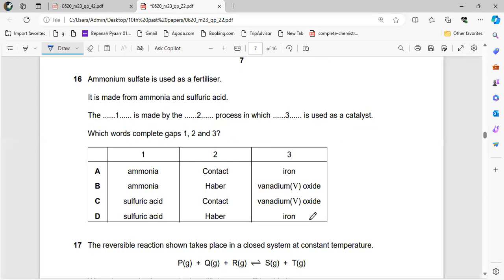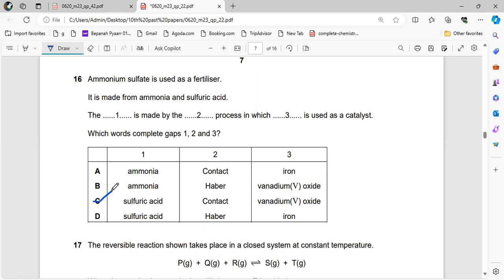So here they have given us the combination of the process and the catalyst. Okay. So first is ammonia, second contact. So ammonia is not made by contact process. So first option is wrong. In case of second option, ammonia is correct. It is made by Haber process is also correct. But the catalyst used is not vanadium oxide. Okay. In third option, sulfuric acid is made by contact process and the catalyst used is also vanadium oxide.